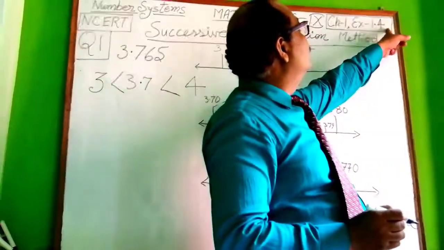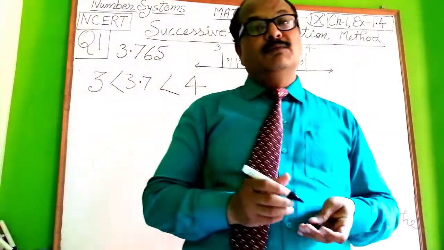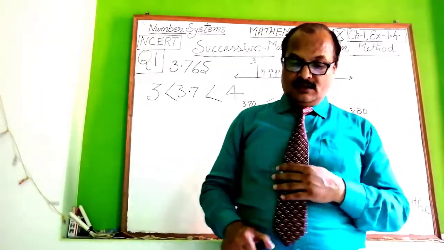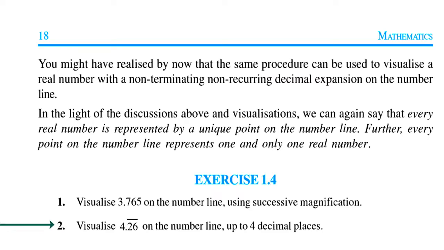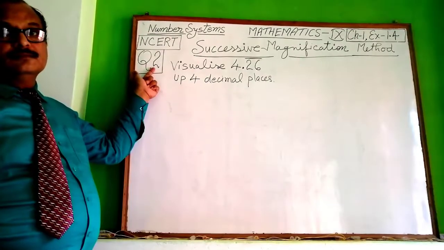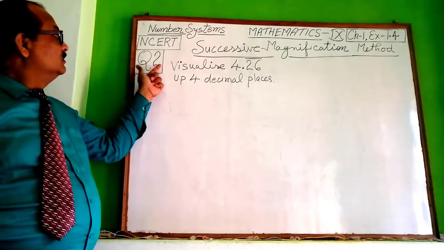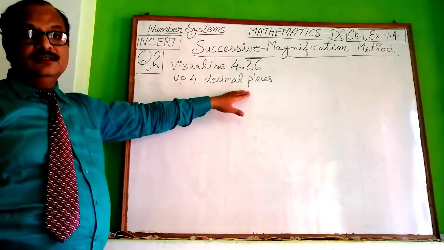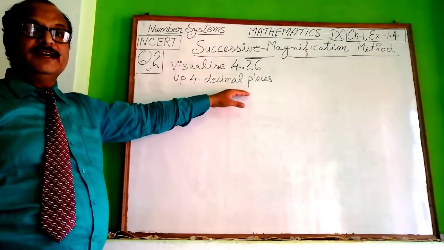Exercise 1.4. So one more question is left here. You can see. Visualize 4.26 repeating on the number line up to 4 decimal places. So let us see how to do it. Question number 2. As you have seen written on the board, you visualize it using the successive magnification method.